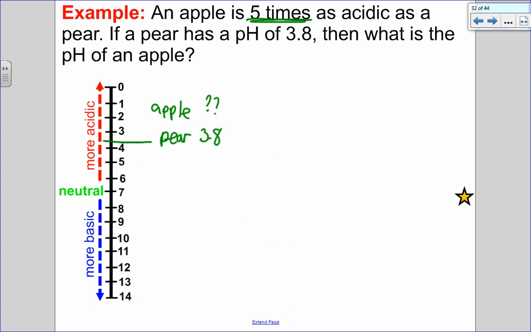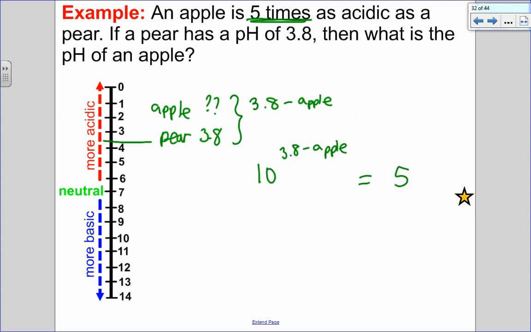So I need to look at the difference between these. So 3.8 take away the pH of an apple is how far apart they are. And how far apart they are is going to tell me how many factors of 10. So it's going to be 10 to the 3.8 take away apple pH. That will give me my intensity of 5.